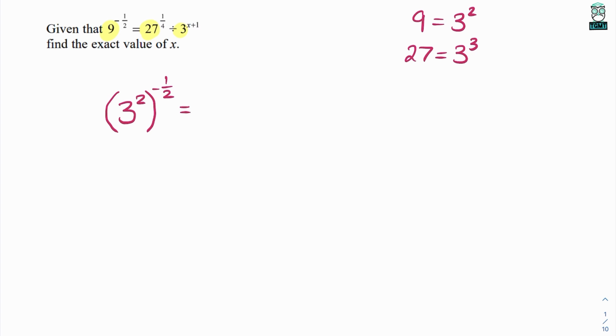That is equal to 27, and we know that 27 is 3 cubed. Again, I'll put that in brackets to its original power, which was a quarter. And then that's going to be divided by 3 to the power of x plus 1. I don't need to change the 3 because it's already in that base number 3 that we're looking for.